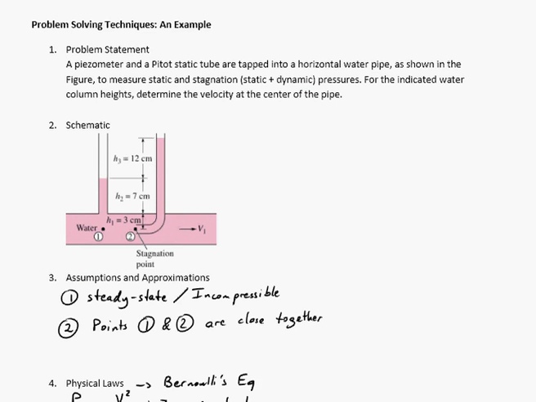looked at this scenario where we had a piezometer and a pitot tube, and we used those to determine the velocity within our fluid system. We first made assumptions: steady state and incompressible.